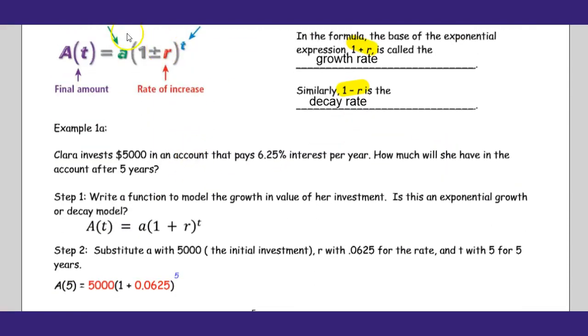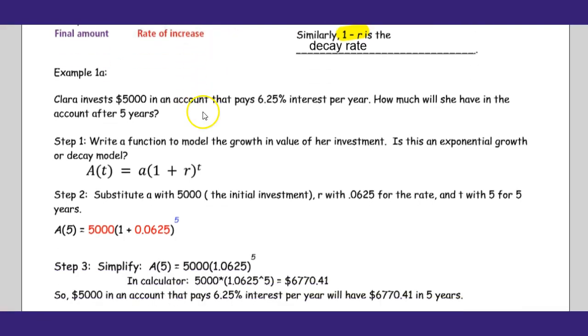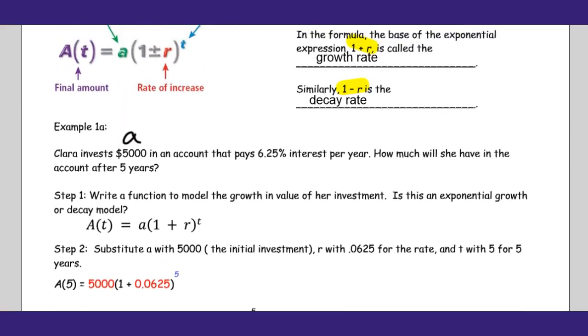So we got some word problems right here. Remember this equation? Let's dig in. On this first one, it says, Clara invested $5,000 in an account that pays 6.25% interest per year. How much will she have in the account after 5 years? So let's label our parts. 5,000 is my initial investment, that's what I initially put in, so that's going to be A. 6.25 is your rate. This is R.